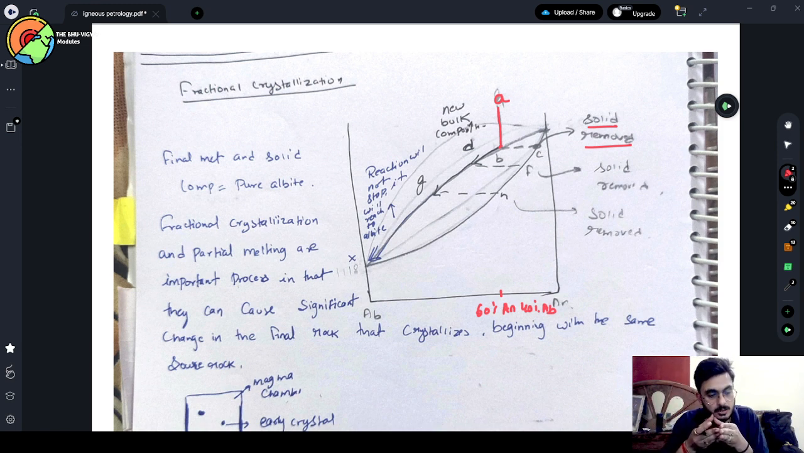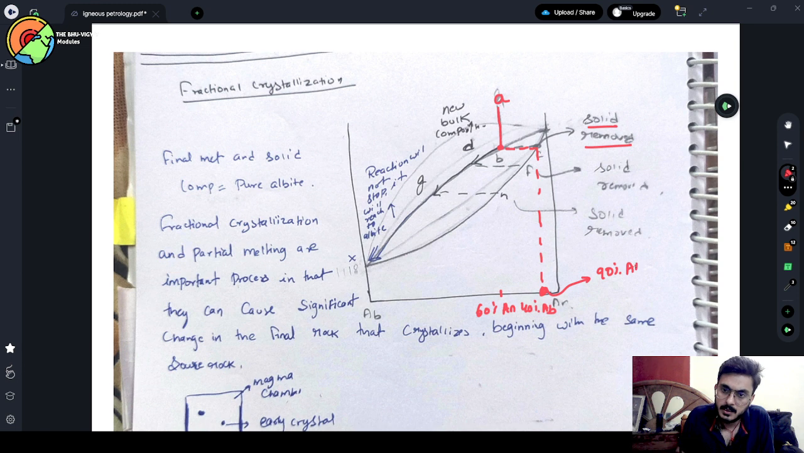You are removing the first solid which is rich in anorthite, so obviously the anorthite content in the melt will tend to decrease. As the anorthite in the melt decreases, the curve will shift towards the more albitic side. So whatever melt was formed here, this was the composition of the solid which was formed. Let's say it is 90% anorthite and 10% albite, and I am removing this. This composition of solid is removed.